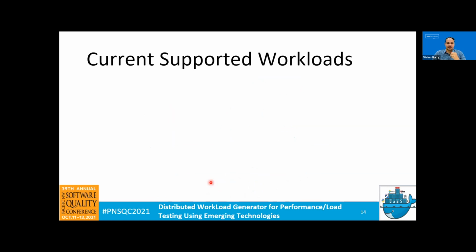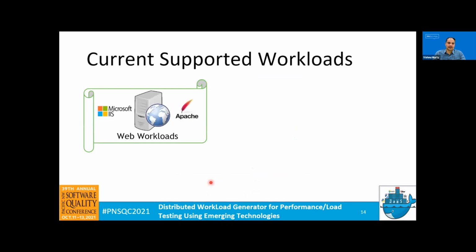Okay, so now we talked about the solution, but what types of workloads do we support at this point? Right now, we have standard, industry-wide workloads. For example, we have web workloads. If you have a web server, we use our JMeter script. It keeps on hitting the web server with different combinations and different operations, so that your web server will be stressed. You may have a web server in IIS or Apache. We're still able to generate the workload on the same system.